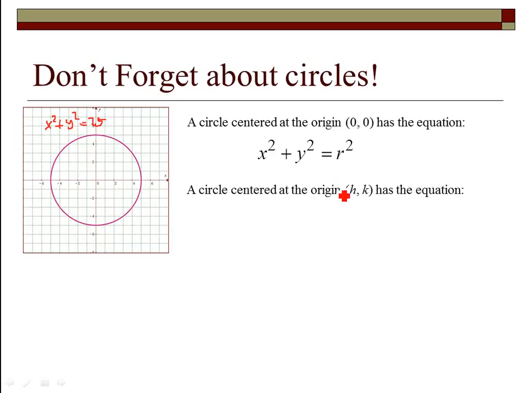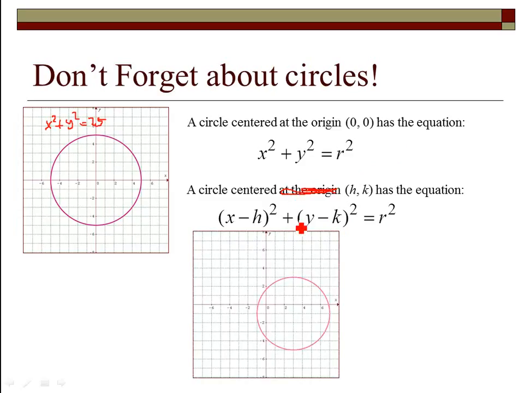So it's centered not at the origin. It's centered at the point (h, k). I should cross this part out. It has the equation (x minus h) squared plus (y minus k) squared is equal to r squared. Notice they're both in parentheses, so they work opposite. So this is going to be shifted to the right h and up k. So when I go to figure out my equation, I'm going to use the idea of working with the opposite.